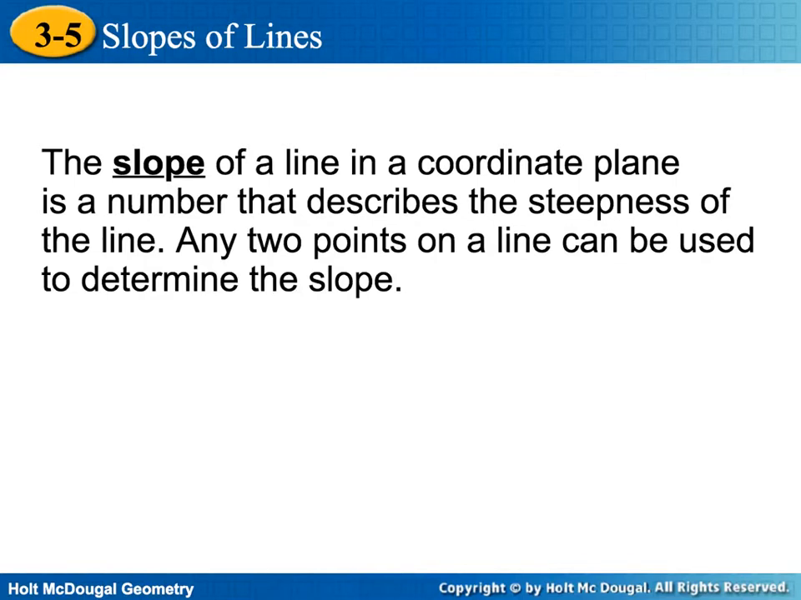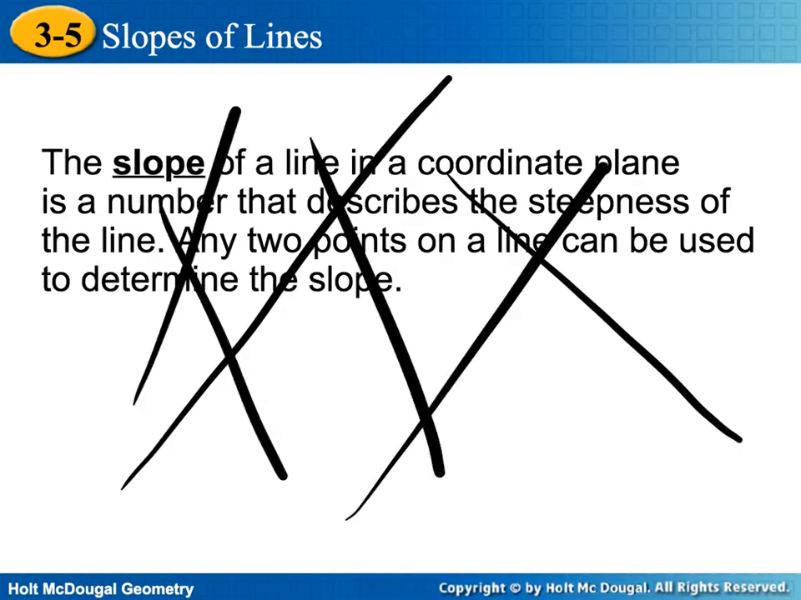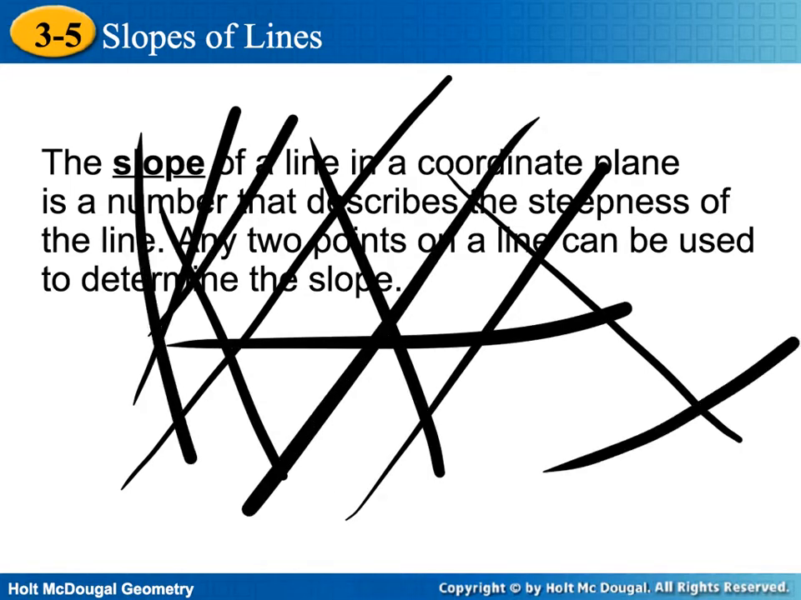The slope of a line in a coordinate plane is a number that describes the steepness of the line. Any 2 points on a line can be used to determine the slope. Basically, what you need to know is slope represents the steepness. So this line has a slope. This line has a different slope. All those lines have slopes.